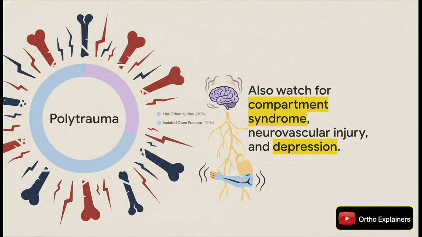And it is so critical to remember that an open fracture, especially in high-energy trauma, is almost never an isolated event. About 30% of these patients have other significant injuries. We have to maintain vigilance for associated compartment syndrome, neurovascular injuries, and also the significant psychological impact, including post-injury depression. Comprehensive care absolutely demands a thorough, systemic evaluation.